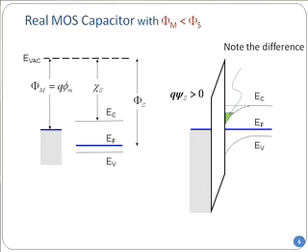Do you realize why there is extra electron? Because you can see the conduction band has gotten closer to the Fermi level, and therefore you expect more electrons to be there and fewer holes. Okay.